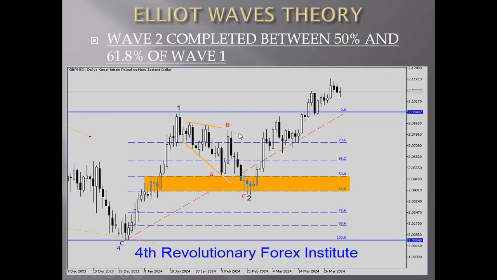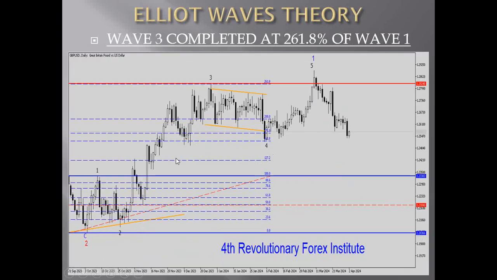So now let's look at the demonstrations, starting from wave 2 to wave 3, wave 4, wave 5. In this case, wave 2 was completed between 50% and 61.8%. So how do we use Fibonacci to find the level of wave 2? We put our hundreds at the end of wave 1, and then we put our zero at the end of wave 1, and then we put our hundreds, this is our hundreds, at the start of wave 1.